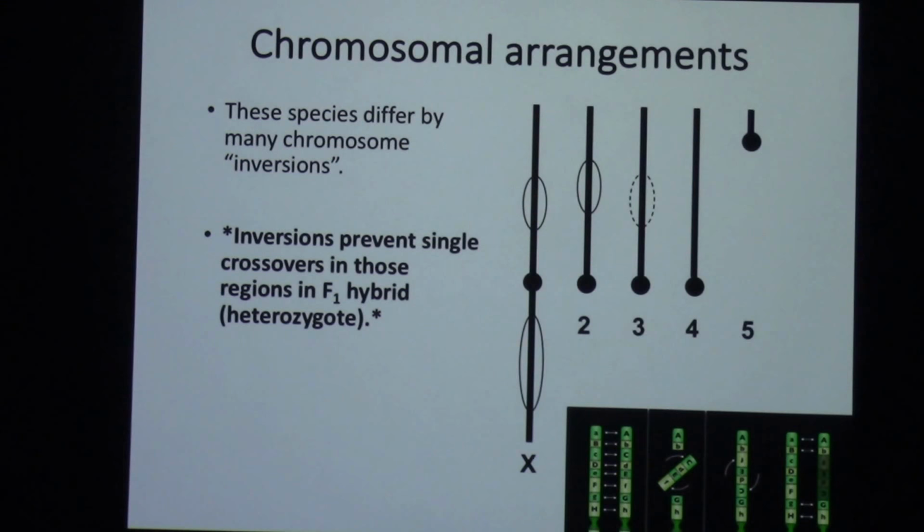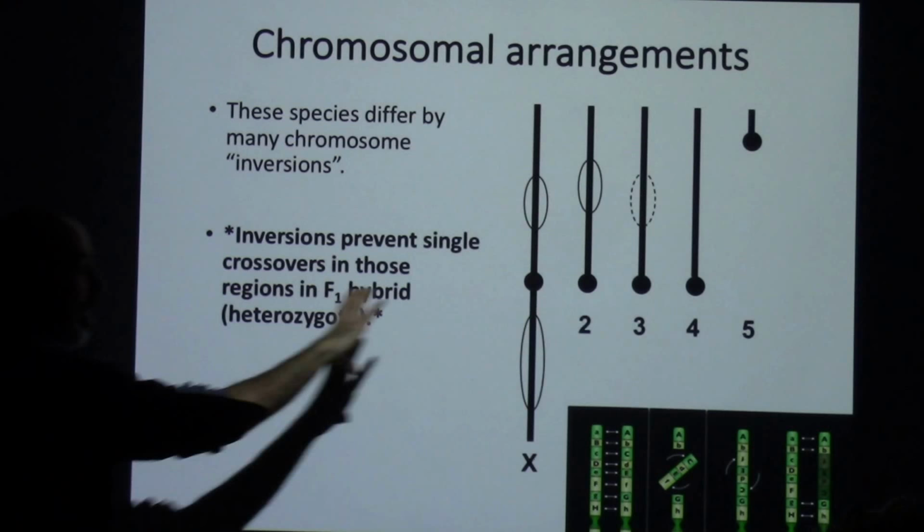These inversions are important because they prevent single crossovers in those regions. So if you're a heterozygote for an inversion, you basically will always inherit just the type from pseudoobscura or just the type from persimilis in a heterozygote or hybrid.